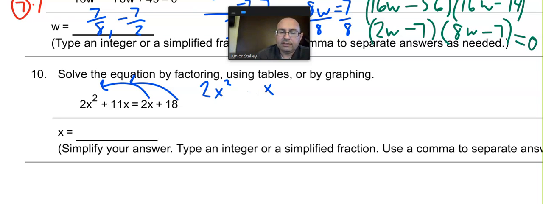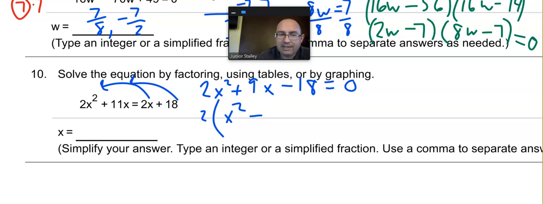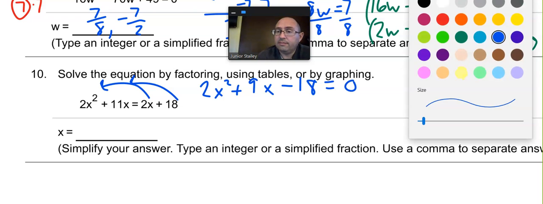Slide both of those things to the other side, giving me 2x squared minus 2x. Oh, wait a second. There's already an 11x over there. So if I have an 11x, I take away 2x, that's a positive 9x. Okay, and then I subtract the 18, equals 0. Well, it looks like I can factor out a 2. That's nice. I can't factor a 2 out of a 9. What is wrong with me?